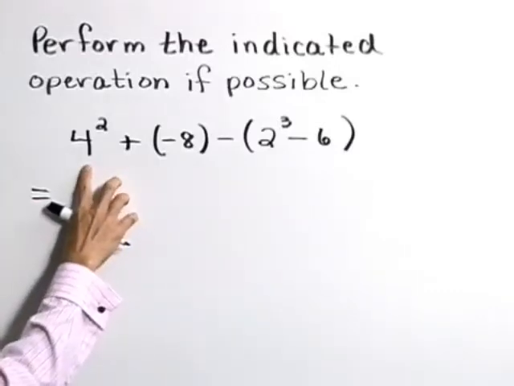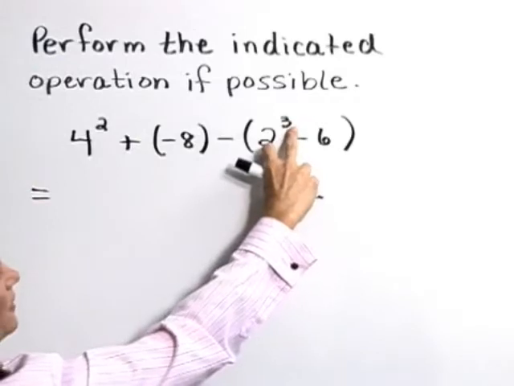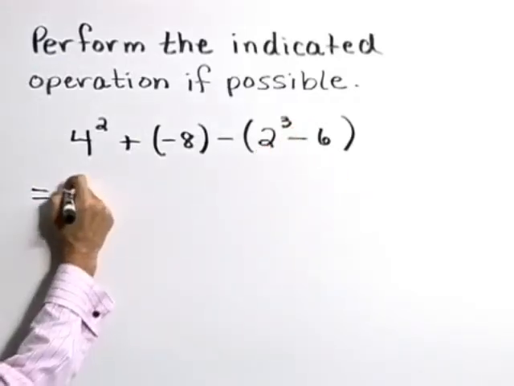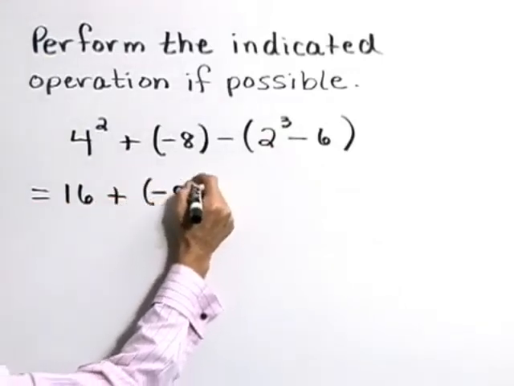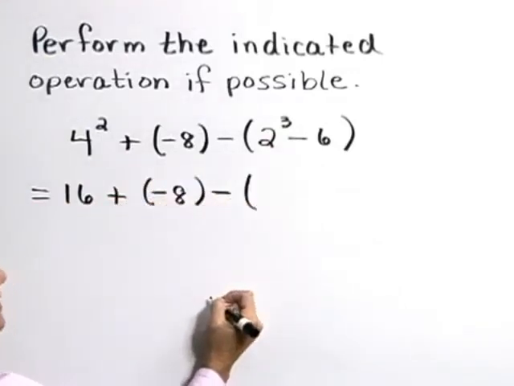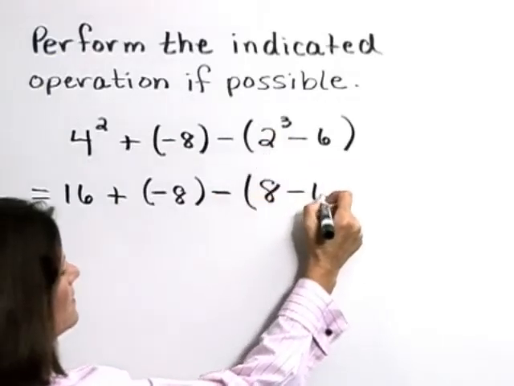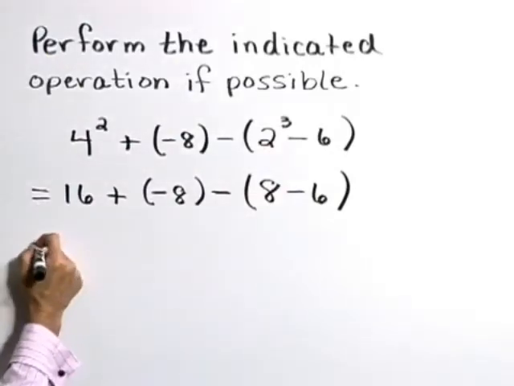The order of operations indicates that we can take care of this exponent and this exponent that's in the grouping symbol at the same time. 4 squared is 16 plus a negative 8 minus, in parentheses, 2 cubed is 8 minus 6 and close parentheses.